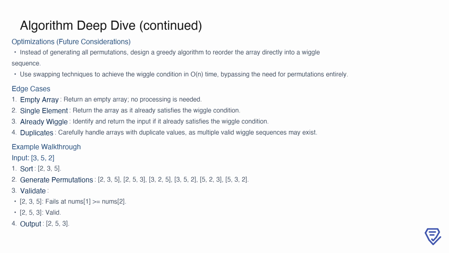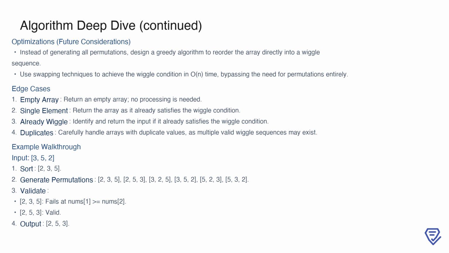Additionally, we must account for edge cases. For instance, an empty array requires no processing and can be returned as is, while a single element array trivially satisfies the wiggle condition. If the input array already meets the wiggle condition, we can return it without modification. Arrays with duplicate values require careful handling, as multiple valid wiggle sequences may exist.